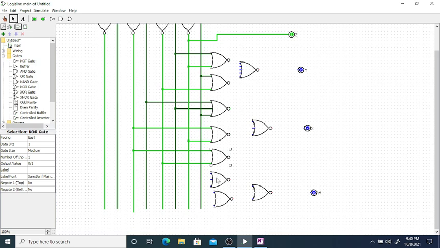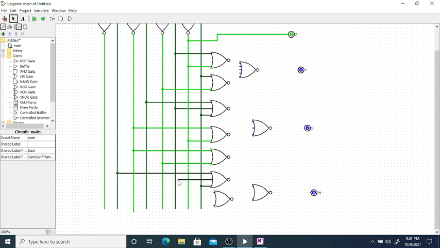Then next we have A, this will be connected to A, then C, and then lastly D. Sorry, this will be C. This will be connected to C. So this is our C. Then last we have A plus B. So here it will be connected to B.